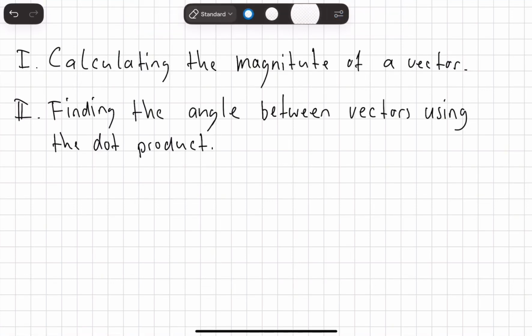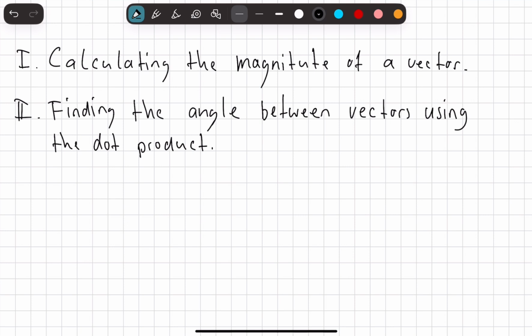Today we are going to talk about some geometry, in particular about calculating the magnitude of a vector and also finding the angle between vectors using the dot product. So first of all, what is the magnitude of a vector?